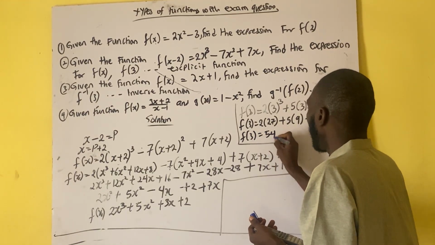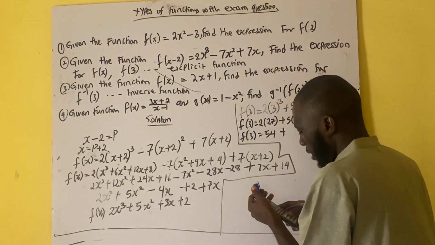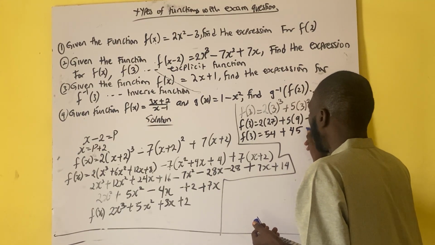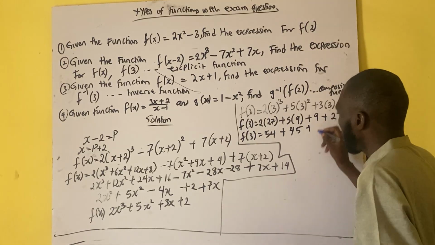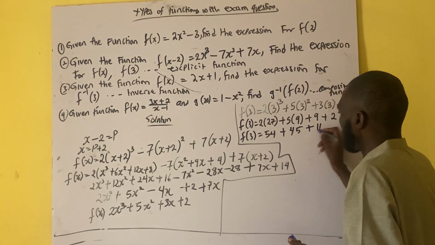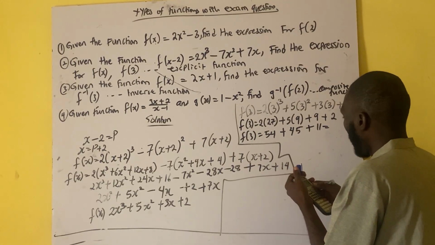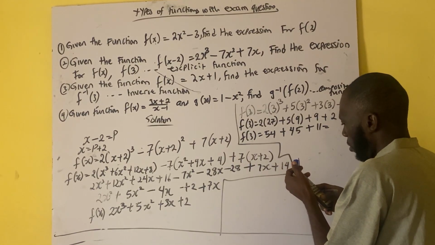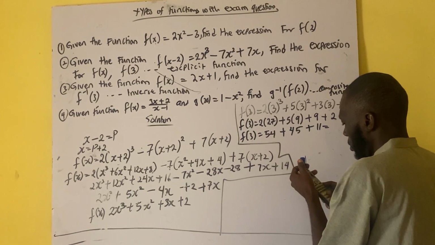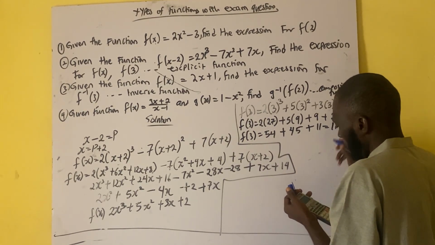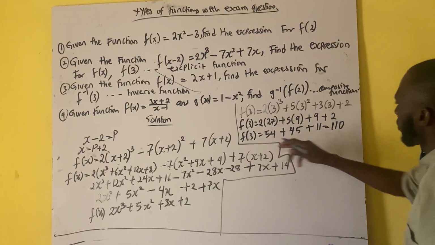So 54 plus 5 times 9, I have 45, plus 9 plus 2, I'll be having what? 11. So add everything together. So I'll be having it as 45 plus 54 plus 11, so I have 110, right? So this is my value for f of x.